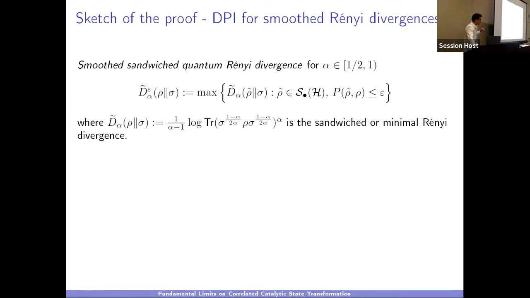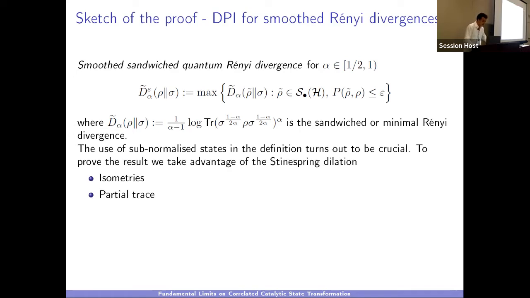So I want to give you maybe first a sketch of the proof. One of the main ingredients is to prove data processing for smoothed sandwiched quantum Rényi divergences for alpha from 1/2 to 1, and this is actually non-trivial. We have this sandwich of minimal Rényi divergences, and we smooth. So we actually maximize the quantity by smoothing the input state over an epsilon ball around rho, so all the states rho tilde around rho. And we actually found out that to prove data processing, we need to allow some sub-normalized states, and otherwise it will not satisfy data processing.